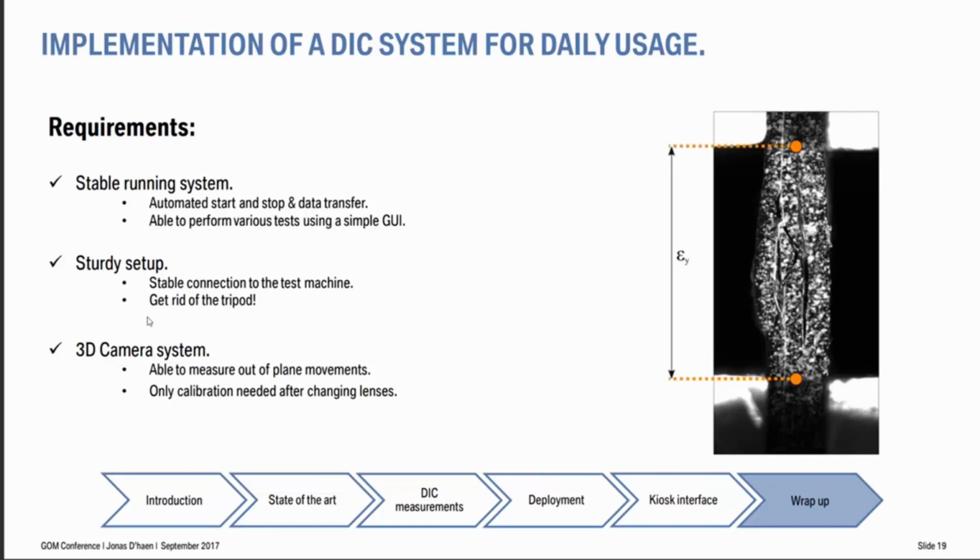And this is basically the conclusion. BMW says they have a stable running system with automated start and stop. They can perform various tests with a simple graphic user interface for the end user. It is a sturdy setup that doesn't get interrupted. And a 3D camera that gives 3D data, but also requires very little recalibration.